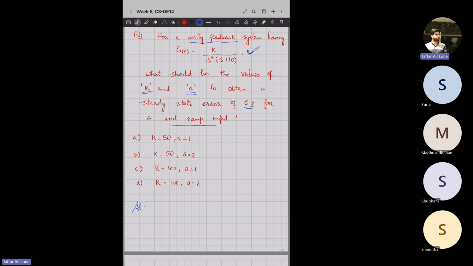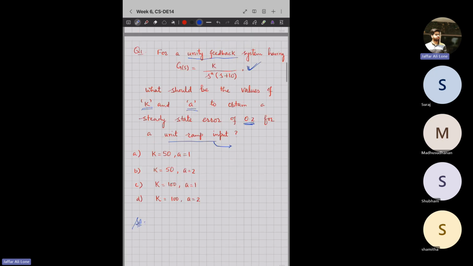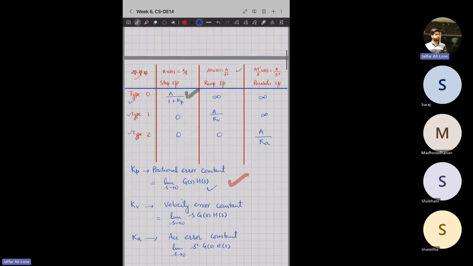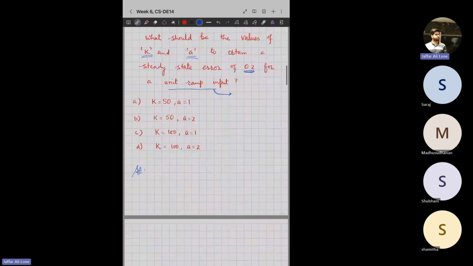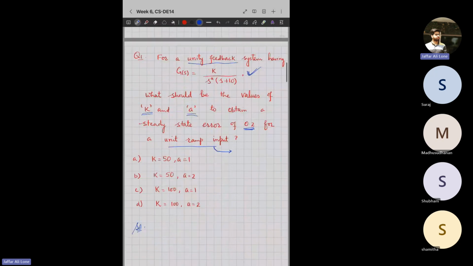So steady state error is finite, but we are applying a ramp input. When is the steady state error finite for a ramp input? Then what is the type of system from this table? Anybody? What is the type of system from this table? Type 1. So the system is type 1. It means what is the value of A?